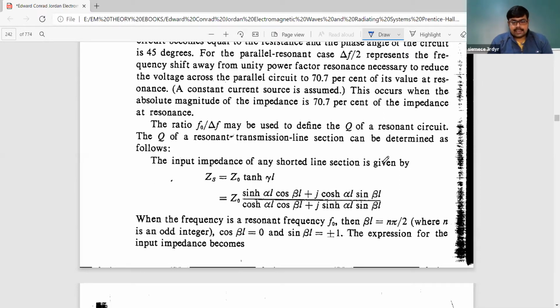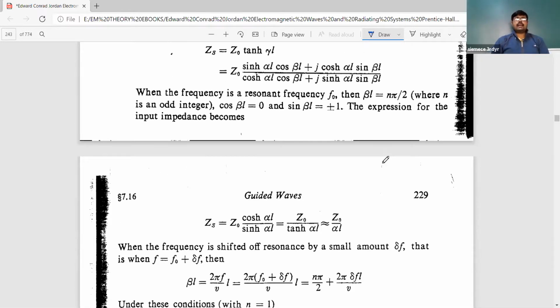When the frequency is the resonant frequency F naught, then beta L equals n pi by 2, where n is an odd integer. Cos beta L equals 0 and sin beta L equals plus or minus 1. The expression for the input impedance becomes Zs equals Z naught cosh alpha L divided by sinh alpha L, equals Z naught by tanh alpha L, which is approximately Z naught by alpha L.